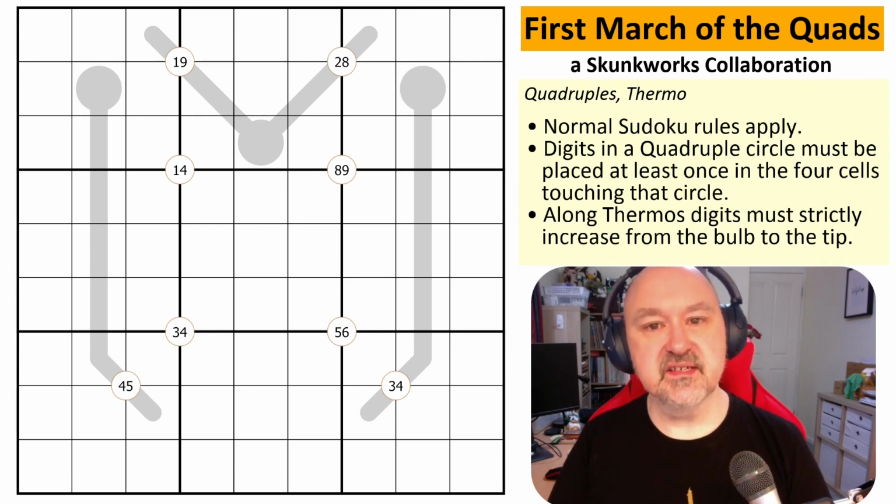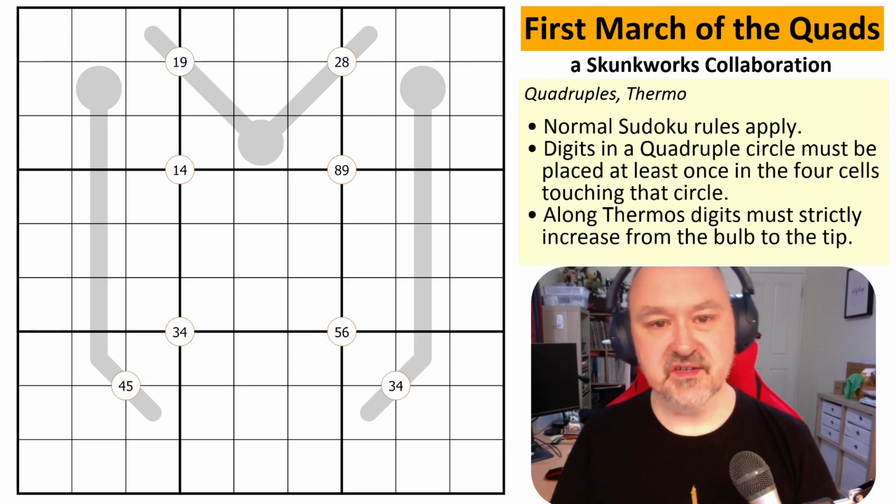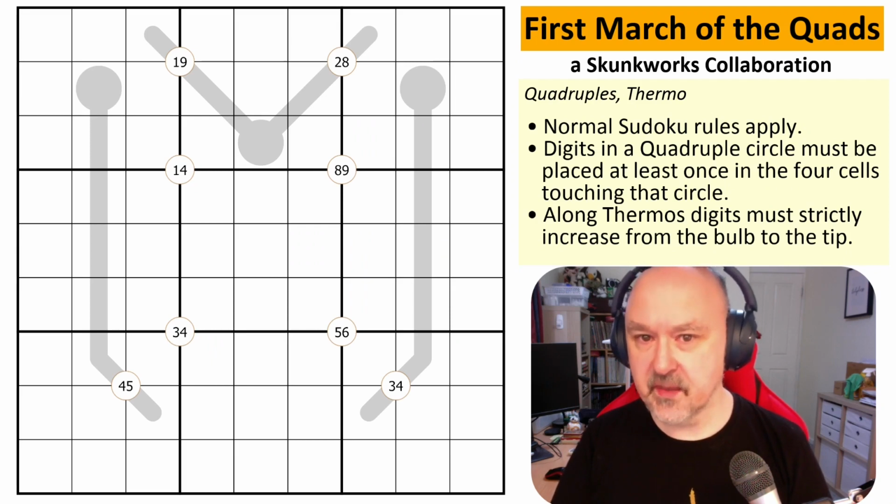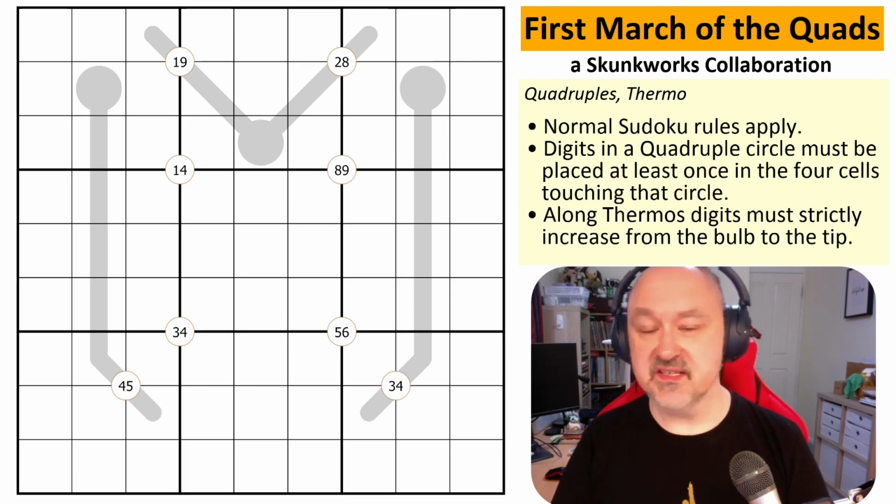This puzzle is the first March of the Quads, and the reason it is the first March of the Quads is this month on my channel I will be releasing the March of the Quads puzzle pack. The March of the Quads is going to be a puzzle pack that was an idea I had a couple of weeks ago about doing a small puzzle pack related to the quadruple constraint.